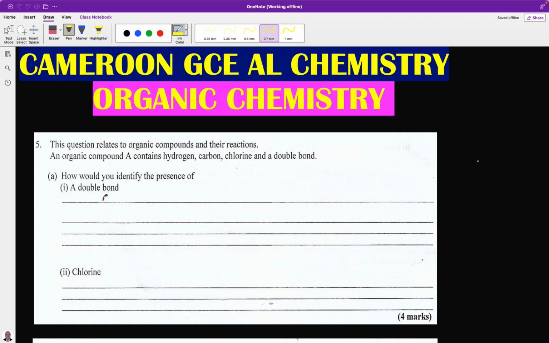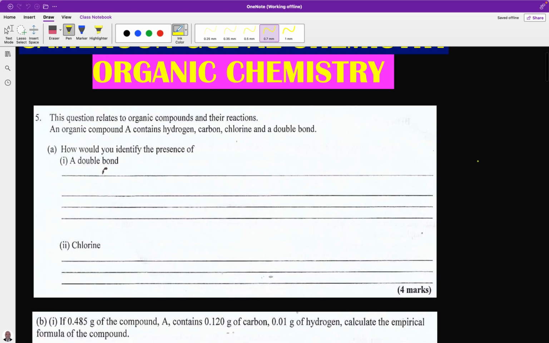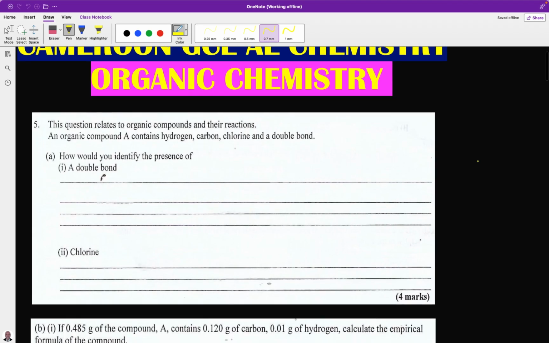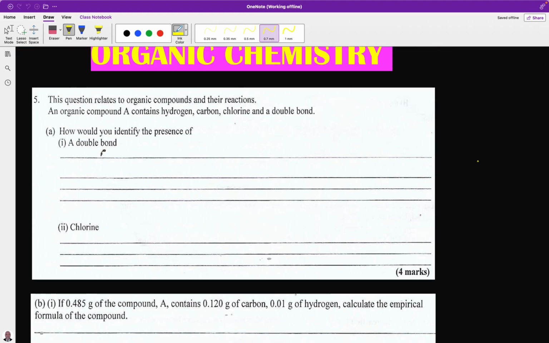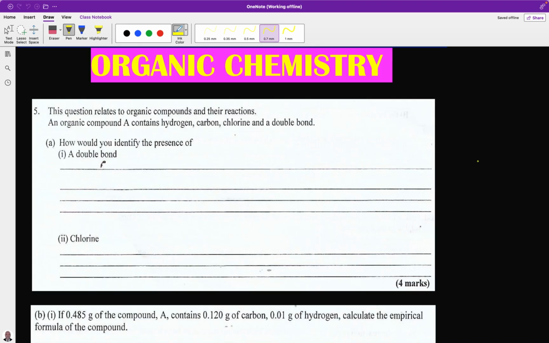This question relates to organic compounds and their reactions. An organic compound A contains hydrogen, carbon, chlorine, and a double bond. A. How would you identify the presence of 1. A double bond? Yes, this is an unsaturated compound.